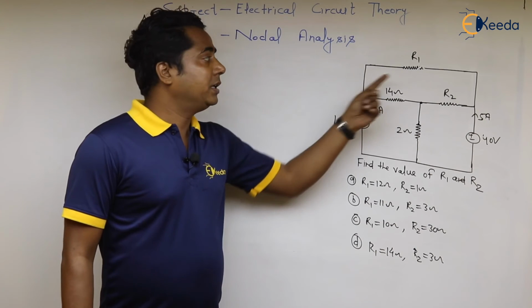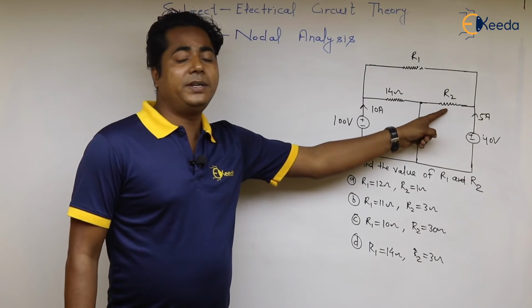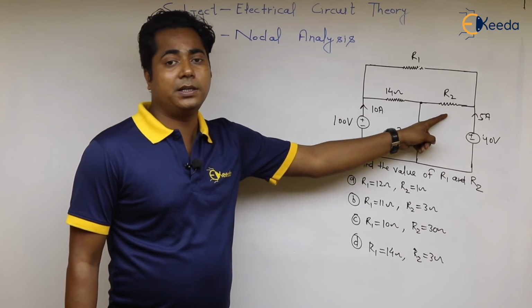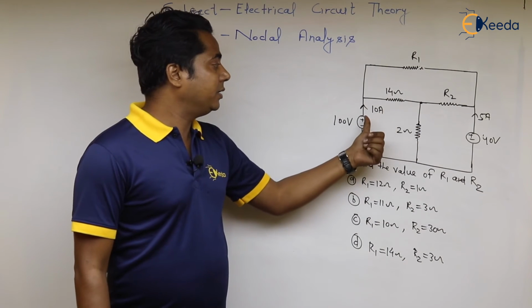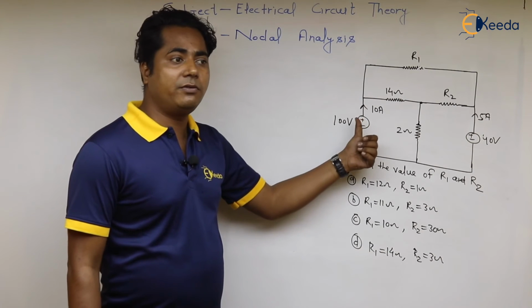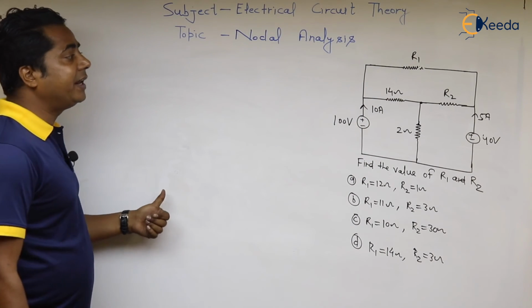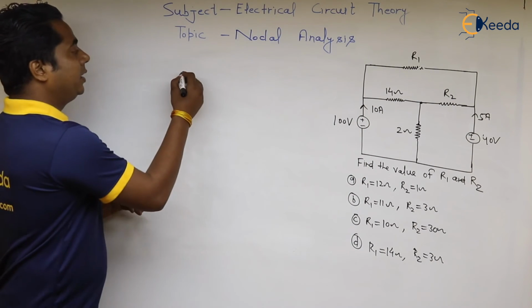This is example number 4 we are solving. In this question, the values of R1 and R2 we have to find out, and this question has been asked in the GATE examination for 2 marks. So before solving this question, I want to discuss a few concepts here which will help in solving this question.